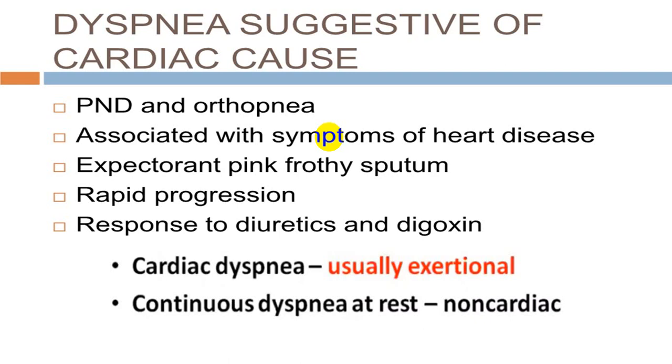The person can have cough with bloodstained frothy sputum or pink frothy sputum. A good number of times there will be rapid deterioration and the person will show a very good response to diuretic and digoxin. As far as cardiac dyspnea is concerned, very frequently it is on exertion and you can grade them into grade 1 to grade 4. Continuous dyspnea at rest will be less likely to be cardiac. So you must keep in mind that if a person is continuously dyspneic, even at rest, it could be a non-cardiac group.